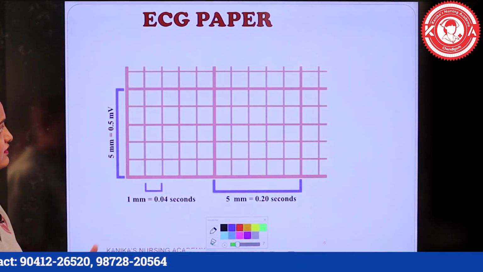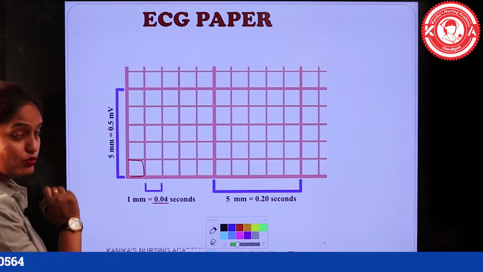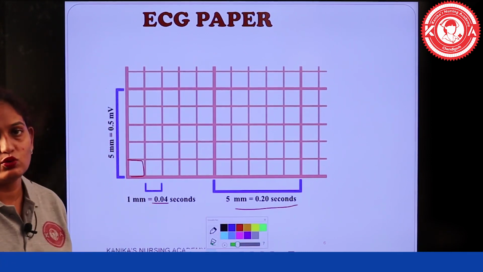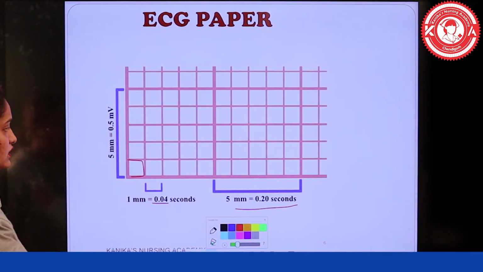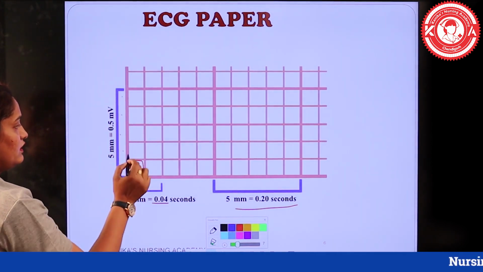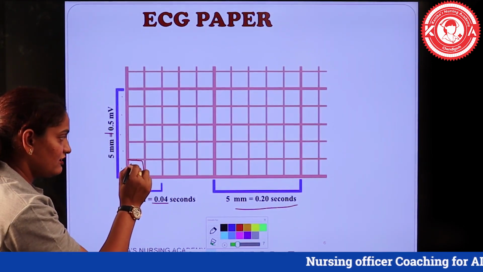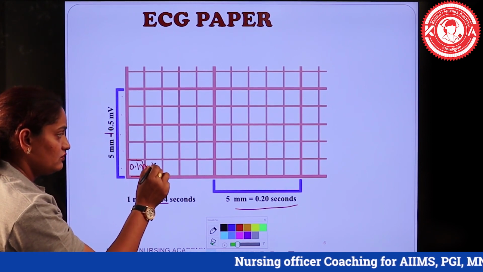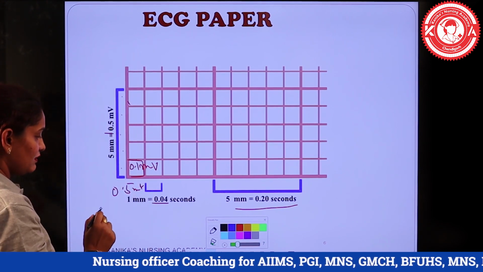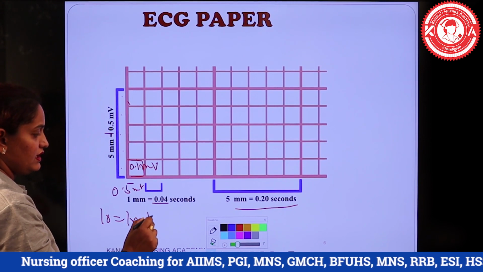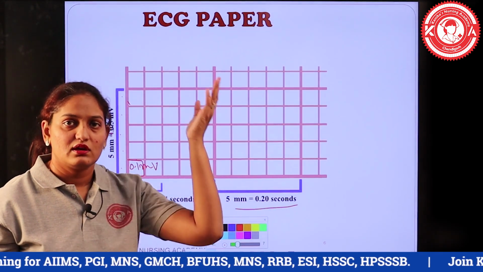So here again we can see this breakdown only. 1 mm जो एक छोटा box है 1 mm का, उसका time duration 0.04 second, 5 mm का 0.2 seconds, and हमारी normally 25 millimeters per second, 30 millimeters per second की speed पे ECG record होती है। And 1 2 3 4 5 mm is equal to 0.5 millivolt, मतलब एक जो ये बड़ा box, एक छोटा box है, इसकी height is 0.1 millivolt। तो इसको मैं 5 से multiply कर दूंगी तो 0.5 millivolt आ जाएगा। अगर मैं 10 से multiply कर दूंगी तो आ जाएगा 1 millivolt। So 1 millivolt is equal to 10 small squares vertically.